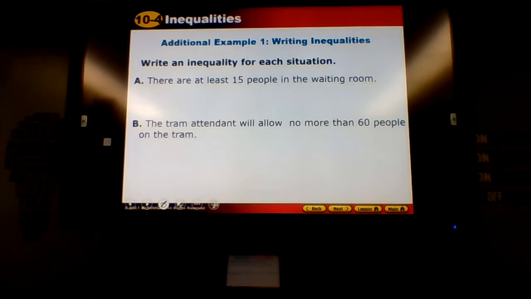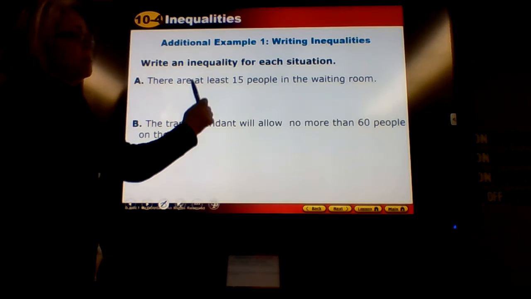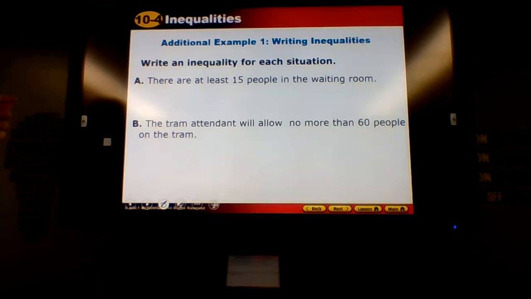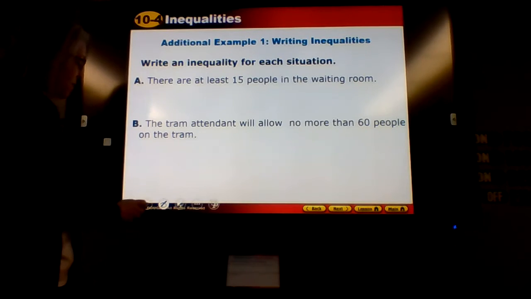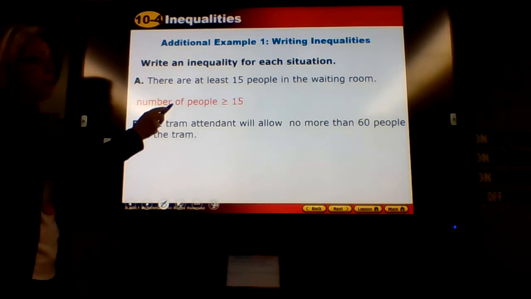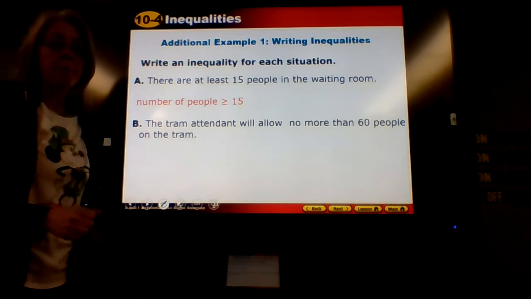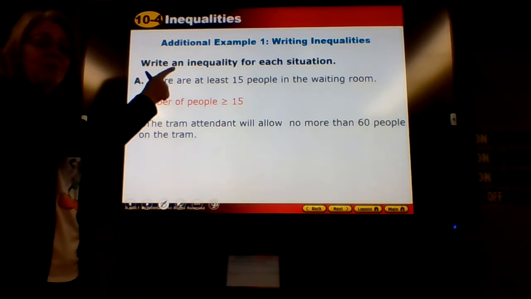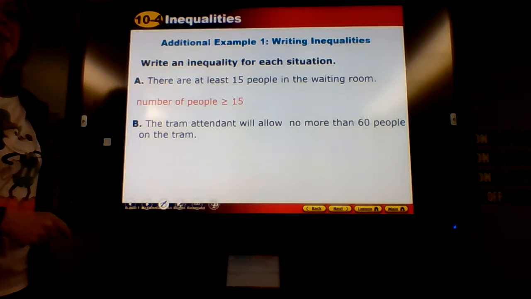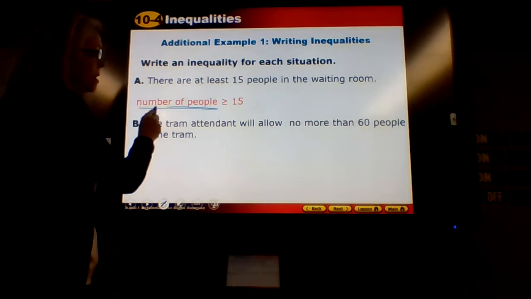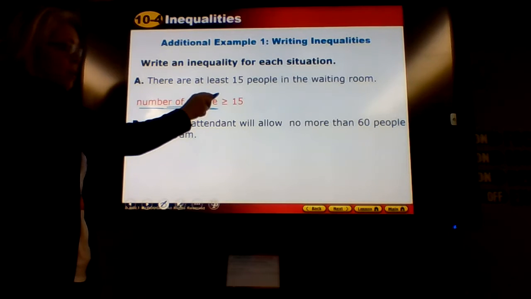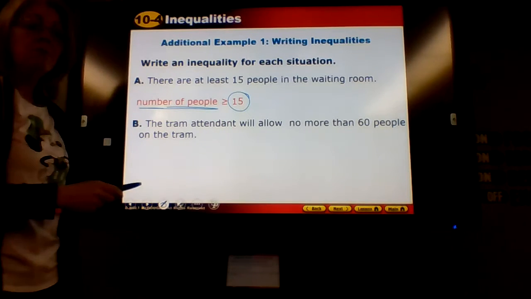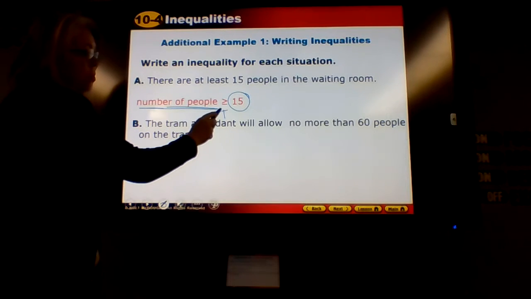So write an inequality for each situation. There are at least 15 people in the waiting room. So how many people are in the waiting room? That's what they're talking about, right? At least 15. So here's our inequality. Number of people is greater than or equal to 15. Could there be 14? Nope, not according to at least 15. Could there be 16? Yes. So that is what makes this true. The number of people has to be greater than or equal to 15. Is 15 a solution? Yes. That's why there's an equal to sign there.